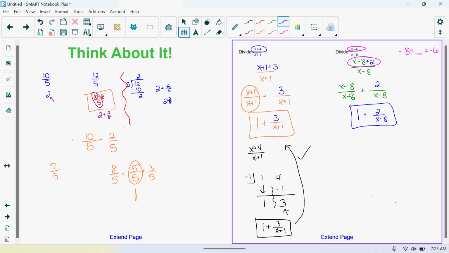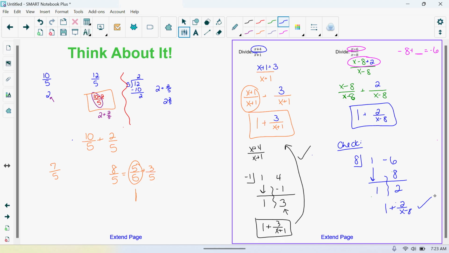Once again, if you want, you can check. If I'm going to check with synthetic division, my 8 goes on the shelf. 1 and negative 6 get lined up. 1 gets brought down. 1 times 8 is 8. This gives me a 2. 1 plus 2 over x minus 8.